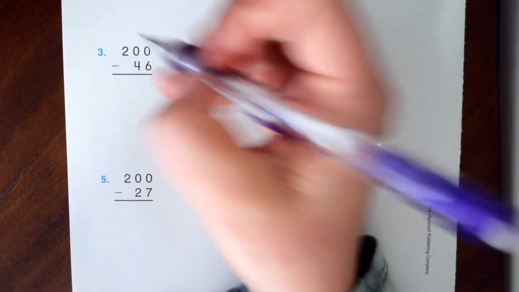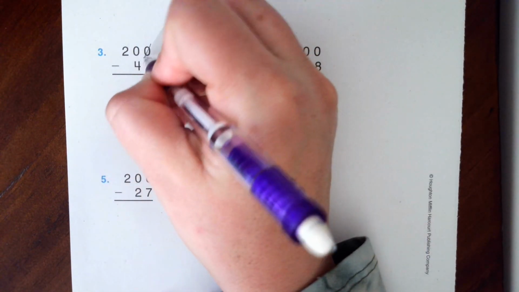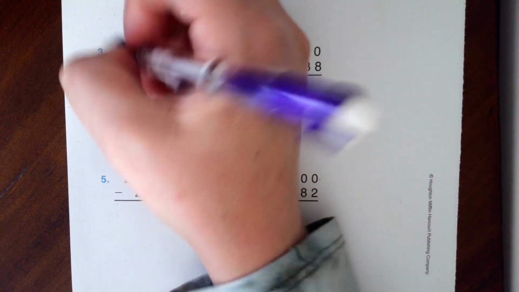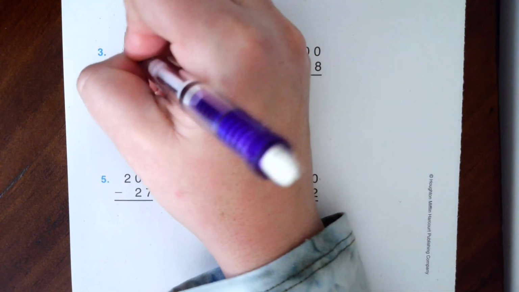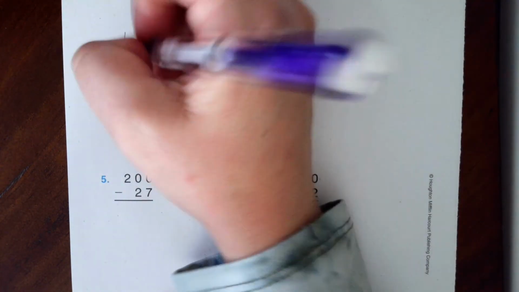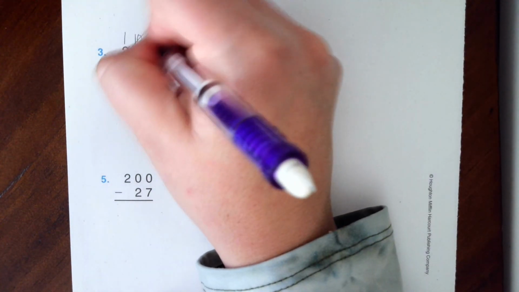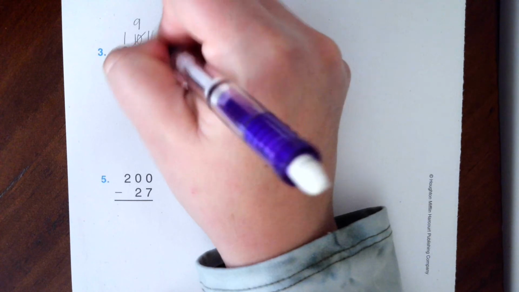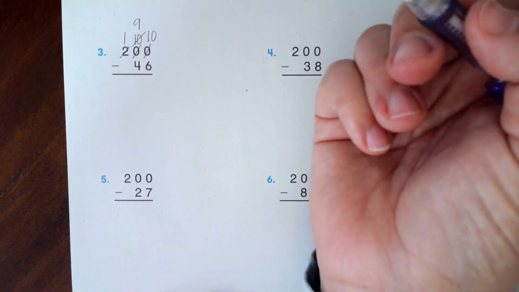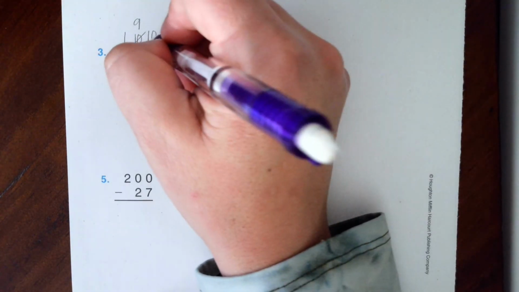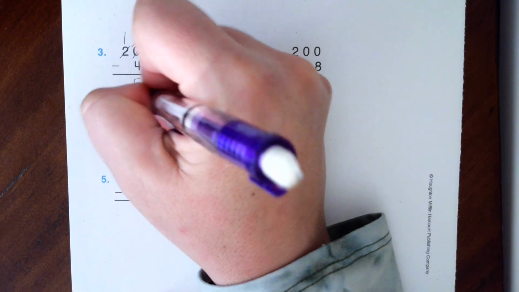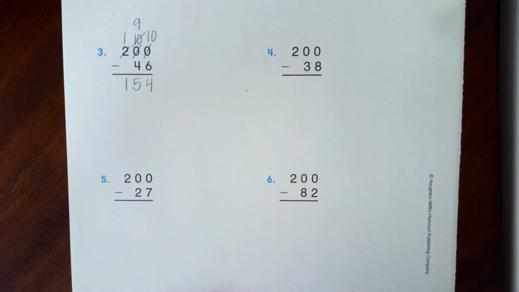0 minus 6, can I do it? No. So I go next door. Oh no, no one's home. Go next door again. Cross off the 2, change it to a 1, and bring back 10. Cross off the 10, change it to a 9, and bring back 10. I like having more space. 10 minus 6 is 4. 9 minus 4 is 5. 1 minus an imaginary 0 is 1.